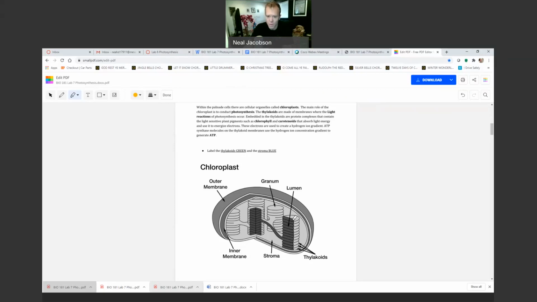Inside of the thylakoids themselves, you got a good chance to look at this when we were doing our lecture video, there are photosystems embedded into the thylakoid membrane that help to capture sunlight at certain frequencies of radiation. These are those light sensitive plant pigments that absorb the light and energy at a given frequency, and then use it to excite electrons.